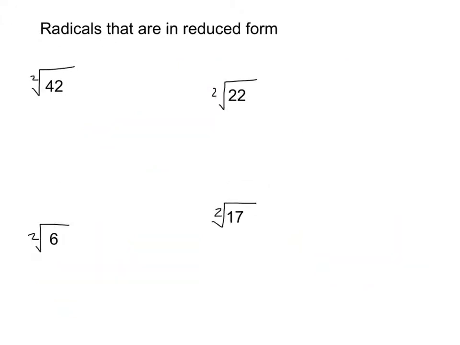Let's look at the 4 questions on this screen. Square root of 42, square root of 22, square root of 6, and square root of 17. If you recall from our previous discussion, these numbers don't have any factors in them that are perfect squares. So if a number doesn't have any factors that are perfect squares, lucky you, it's already in reduced form and there's nothing left to do. So these are all in reduced form.